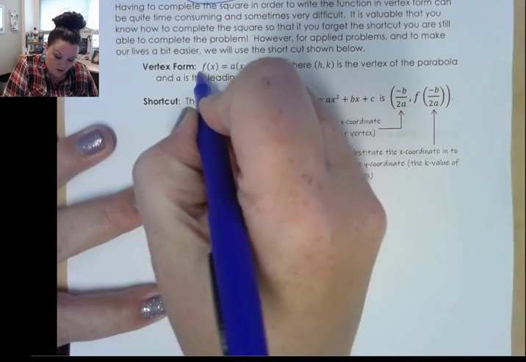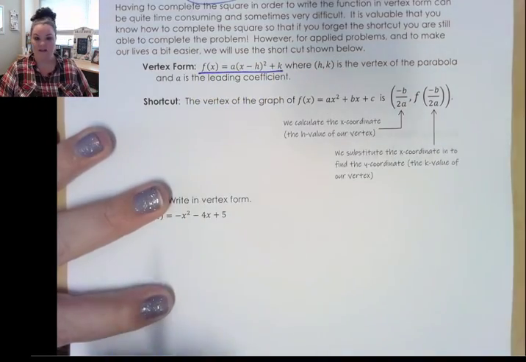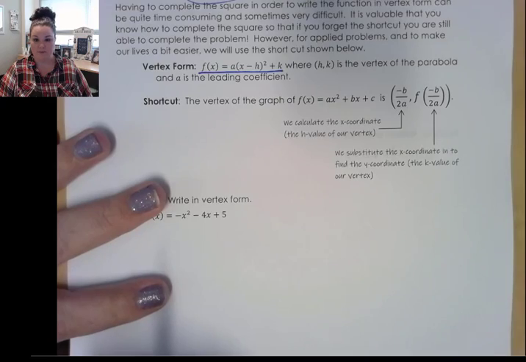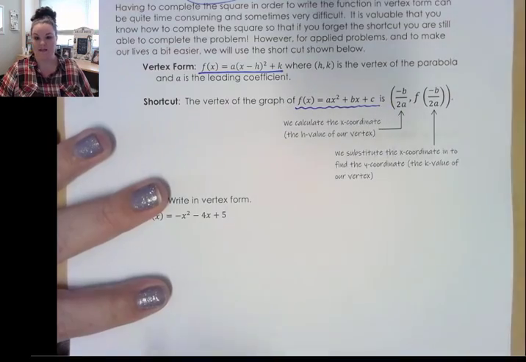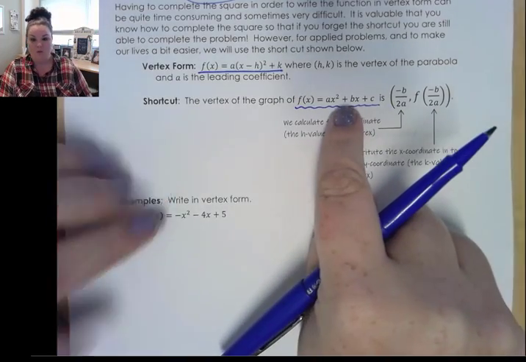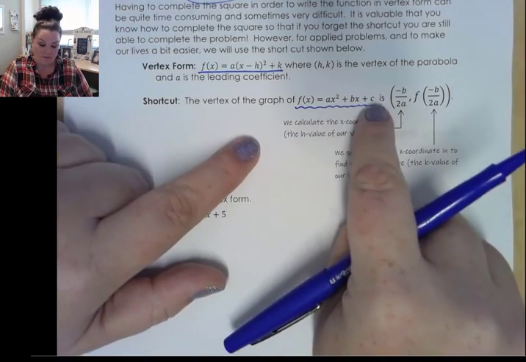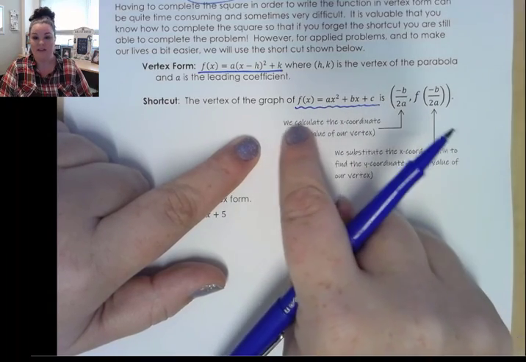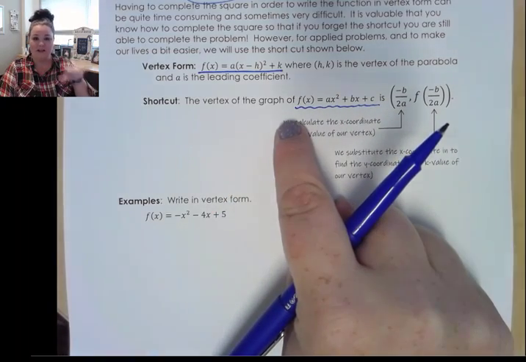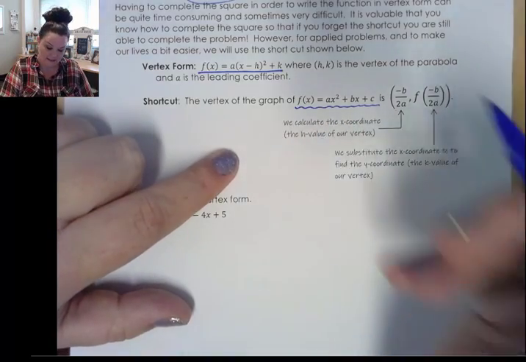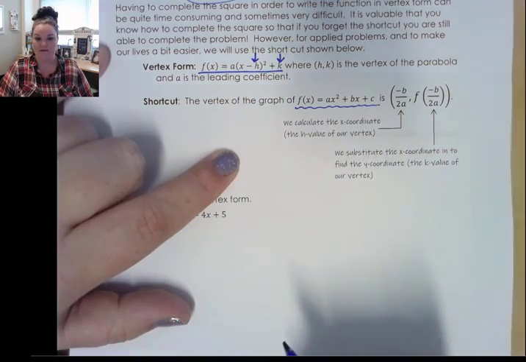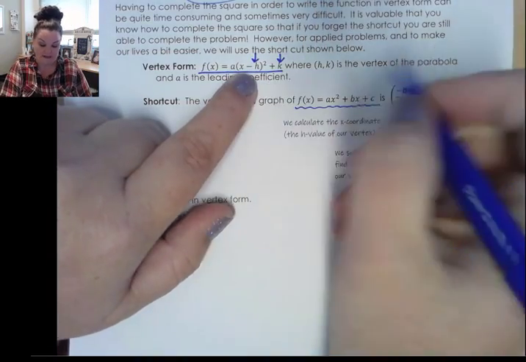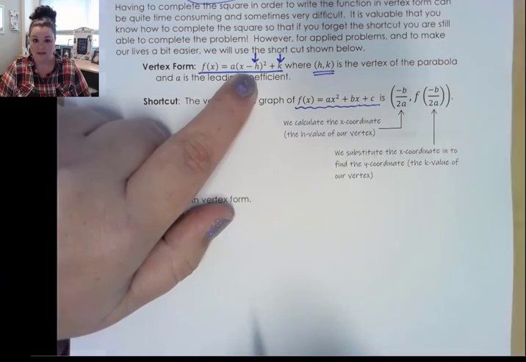All right, so here's what the shortcut looks like. We want to end up with our function written like this, right? This is our vertex form. And when it's written in standard form, it looks something like this, right? So remember, what we went over in the last video is we moved the c over, we divided off the a, we took half the middle term, squared it, added it to both sides, right? So what we're hoping to get is to be able to identify this h value and to be able to identify this k value, because that gives us our vertex, right?